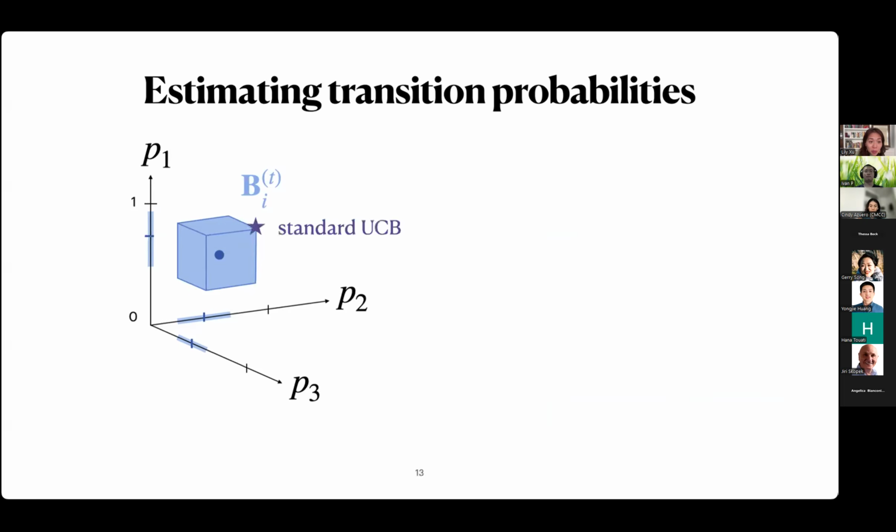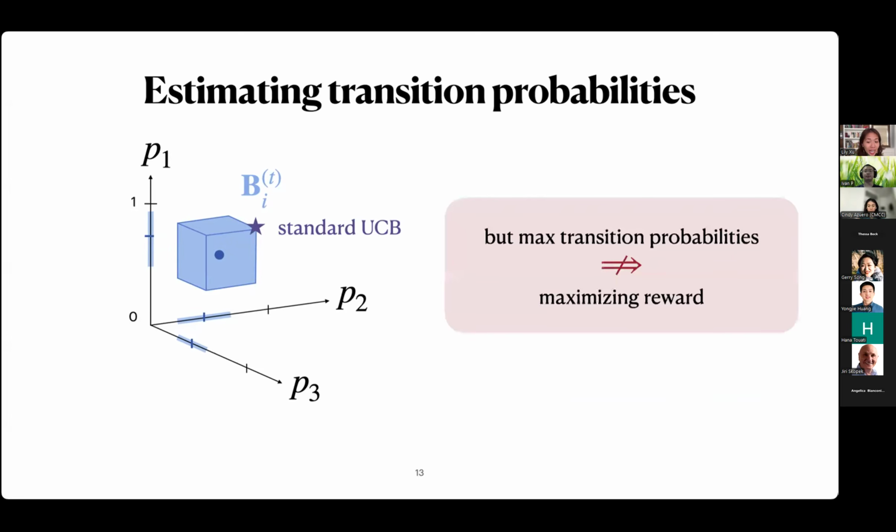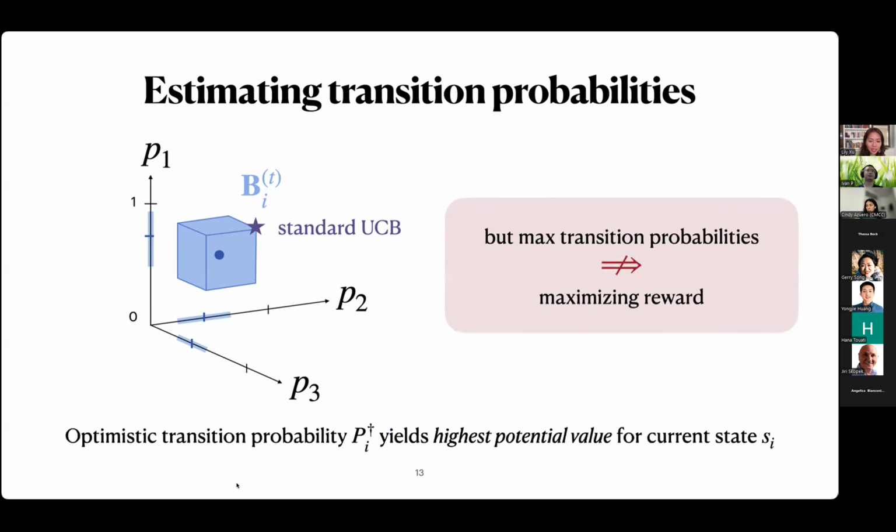And then the standard approach for optimism in the face of uncertainty is to just take the upper confidence bound, which will correspond to this upper right corner of this box. But again, as we've noted, maximizing transition probabilities here is not the same as maximizing reward. So instead, we want to understand some notion of optimism in the transition probabilities that will not just be the uppermost value, but instead lead to the highest potential value starting from whatever our current state is, S_i.